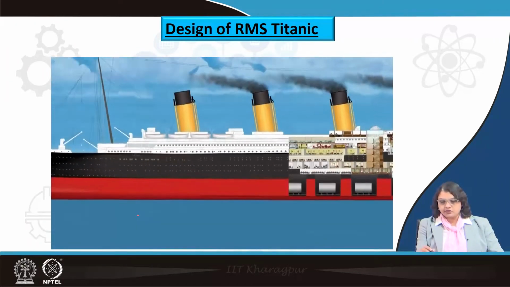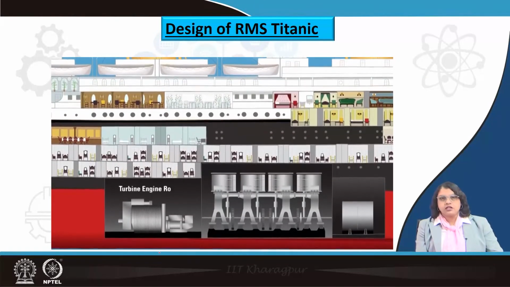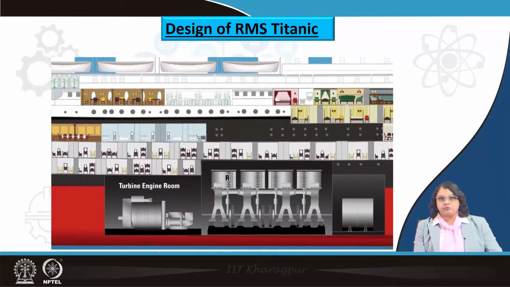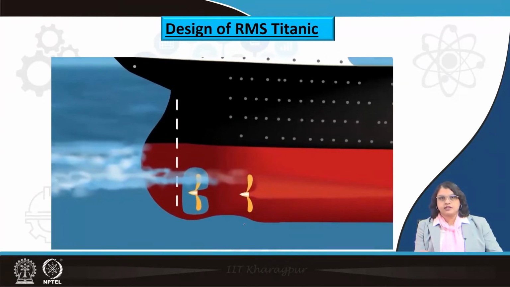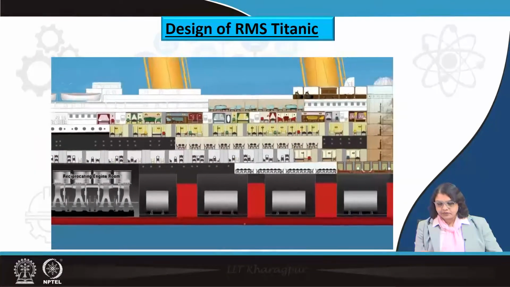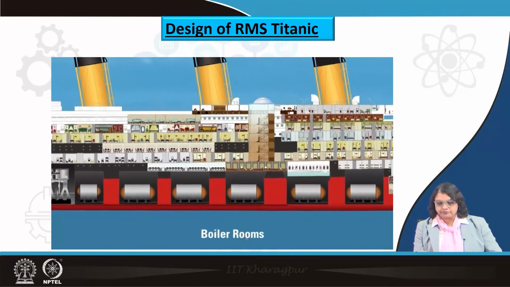As you can see, there are three running propellers here, and this turbine engine is for the main propeller, and the reciprocating engine is for the side propellers. Okay. So, this is the boiler room where all the boilers are kept, and this has to be fed with coal to generate the energy to run the ship.